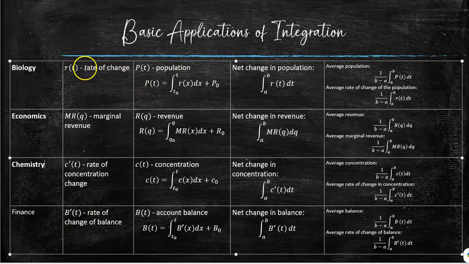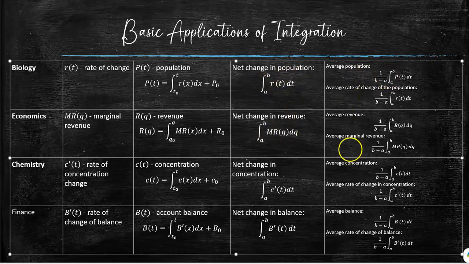And when the rate of change is given, using integration, and in particular the skill of solving an initial value problem, we can go back to the original function. In this case, it's a population function. In this case, it's the revenue function itself. In this case, it's a concentration. And in this case, it's an account balance. And then we can use the net change formula to find a meaningful quantity by integrating the rate of change function. So in this case, we'll get the net change in population and so on.